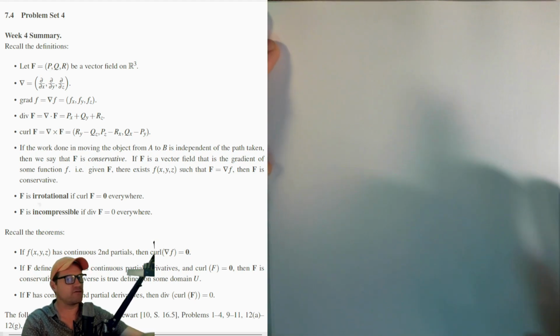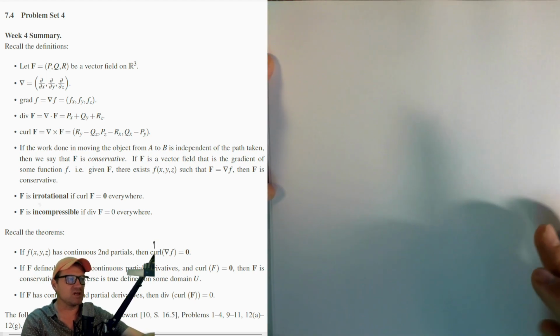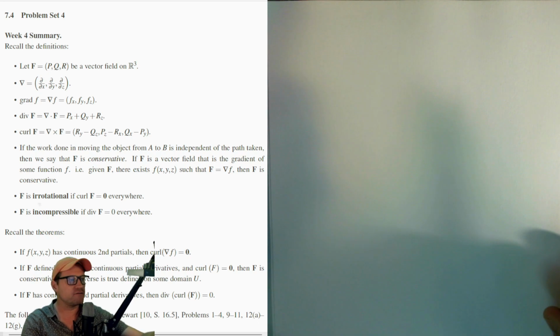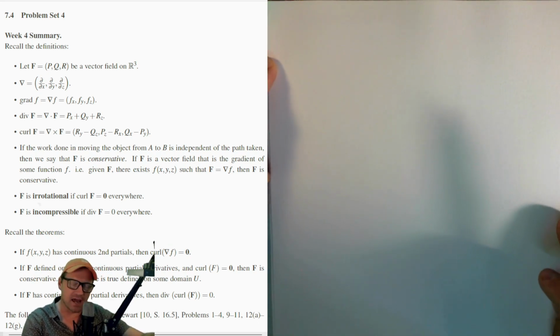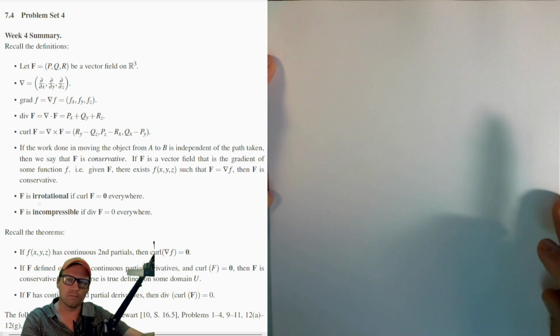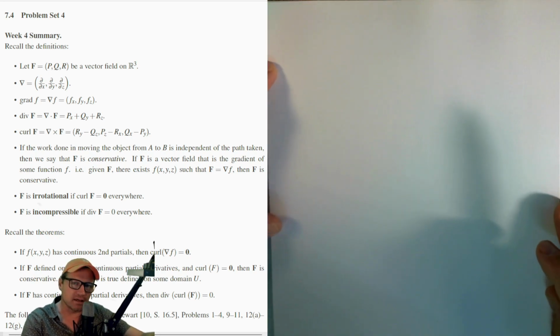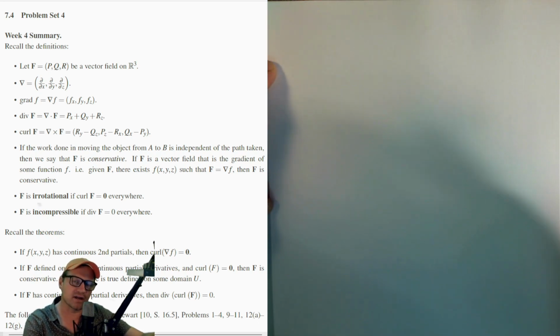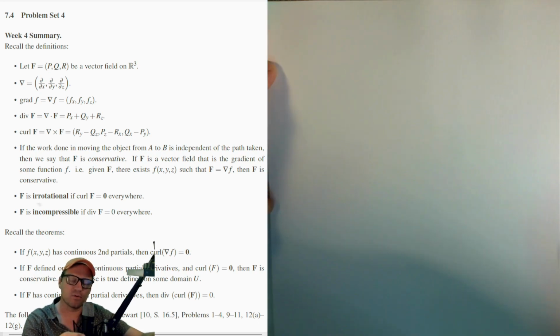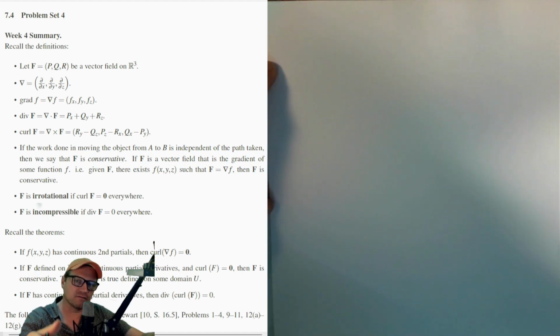Let bold uppercase F be (P, Q, R), and let this be a vector field on 3-space. You can think of a vector field as a force field, or metaphorically like current in a river. So at a point (x, y, z), it has a magnitude and a direction like a river does. At a given point in a river, the current will be pushing something in some particular direction with some particular strength of the force field.